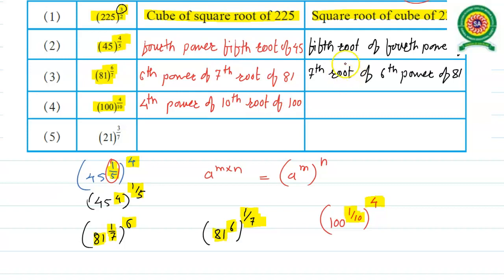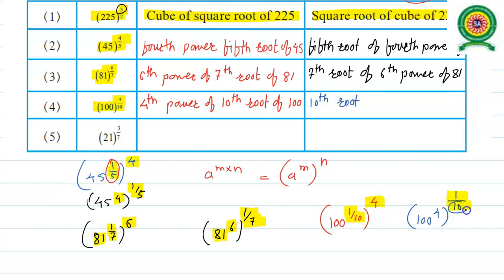Now we have to read firstly the root and nextly the power. That means we are writing 100 to the power 4 by 10 as 100 to the power 4 and whole to the power 1 upon 10. Now rational as the power, so we are reading along with the 10th root.